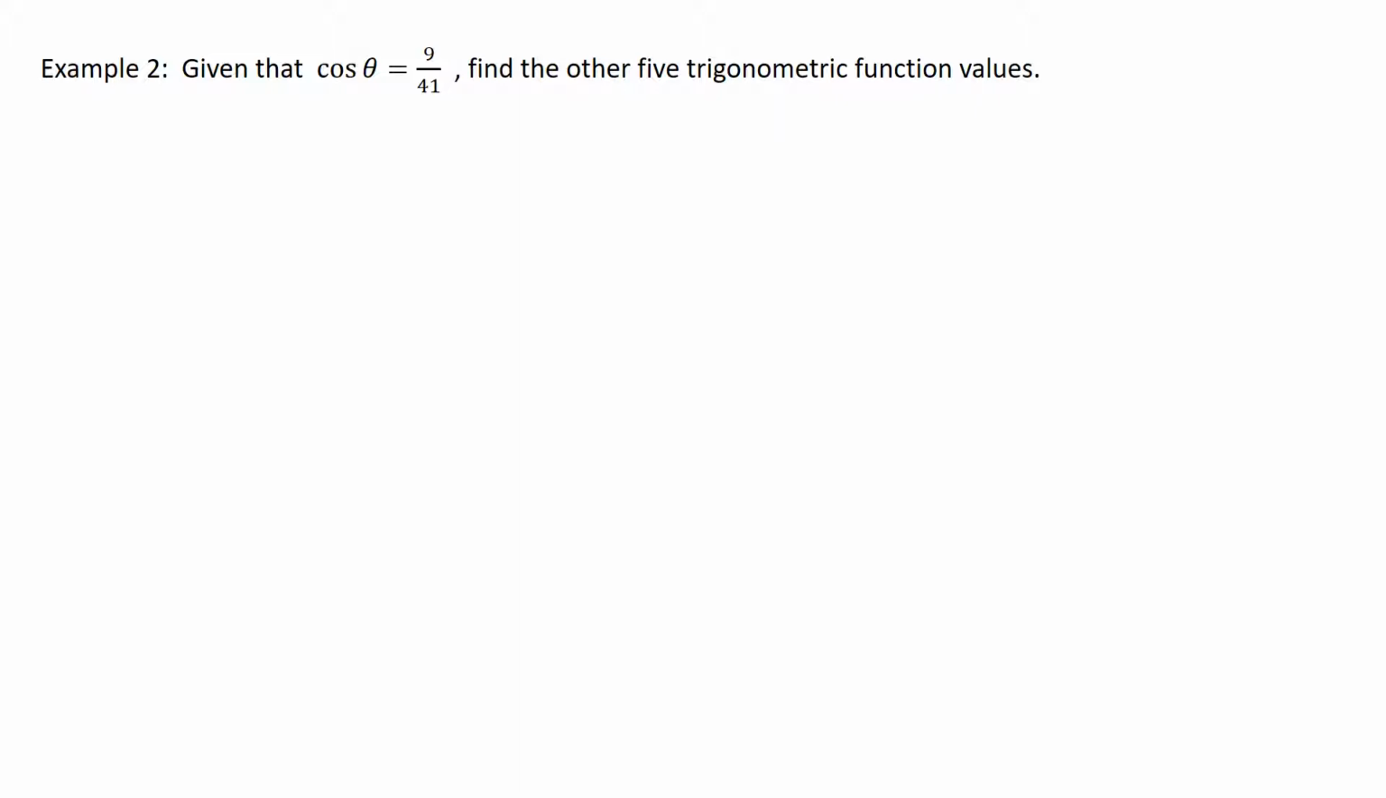For this example, we're given that cosine theta is 9 over 41, and we're asked to find the other 5 trig function values. So let's think about what cosine theta tells us. We know that cosine theta is 9 over 41, and that cosine theta is adjacent over hypotenuse. So this tells us that the adjacent side of the triangle is 9 and the hypotenuse side is 41. So I can find the opposite side and fill out my triangle.